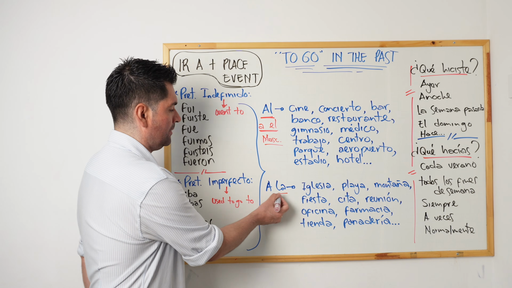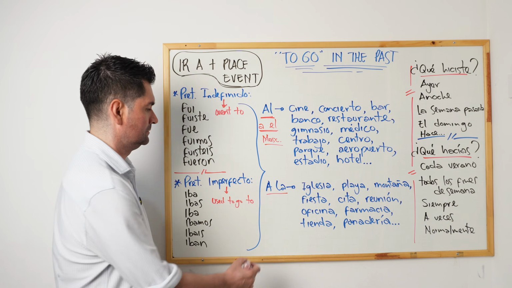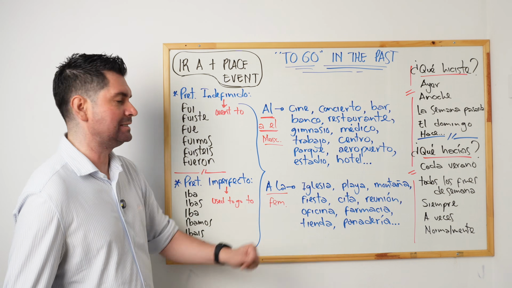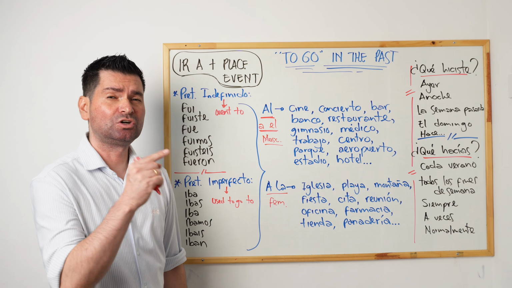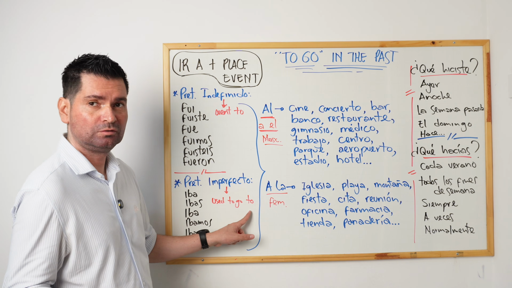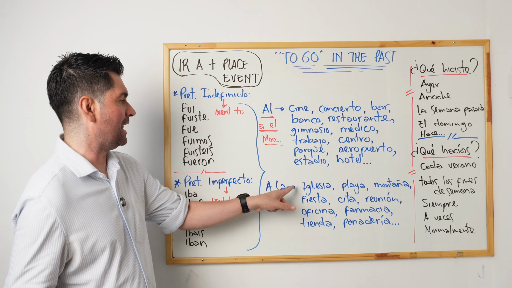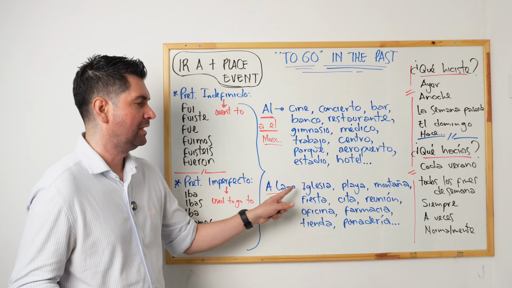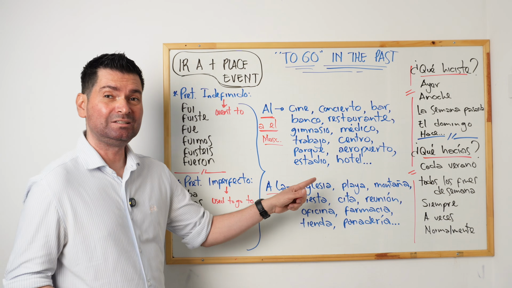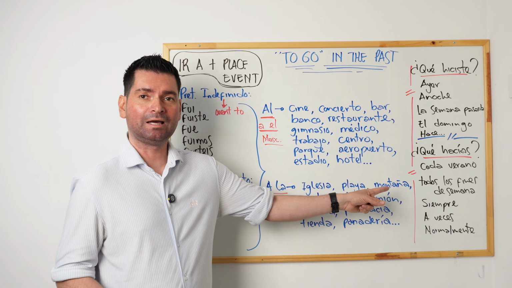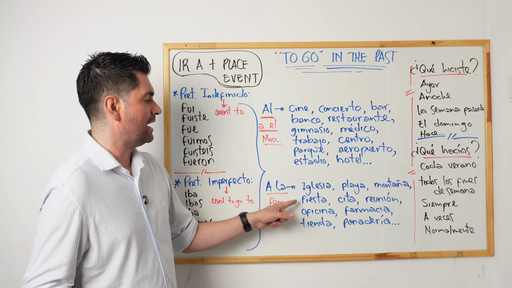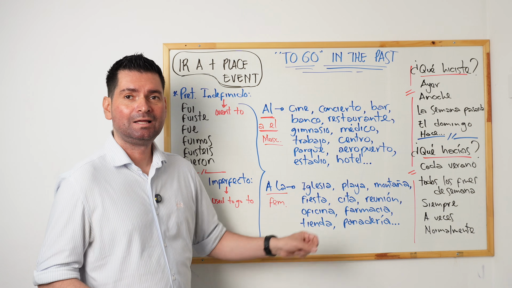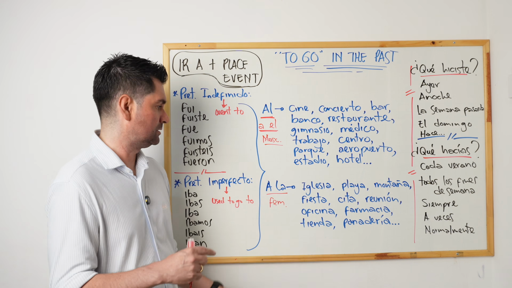If the noun is feminine, we say a la. So you could say, iba a la iglesia. Iba a la iglesia is I used to go to church. Used to go. Went to, fui a la iglesia is I went to church. A la iglesia, to church. A la playa, to the beach. A la montaña, to the mountain. A la fiesta, to the party. A la cita, to the date or to the appointment.